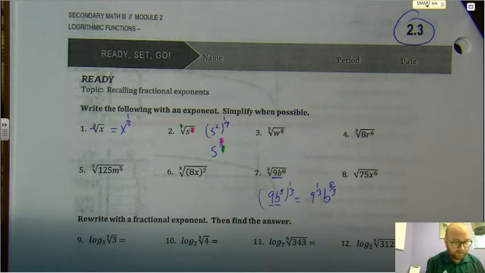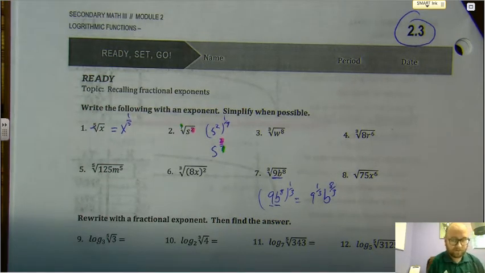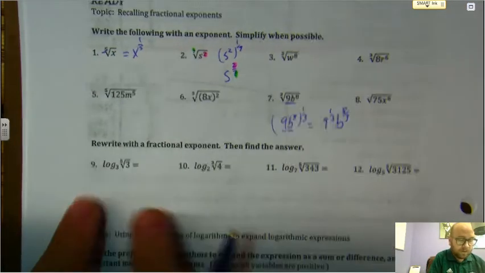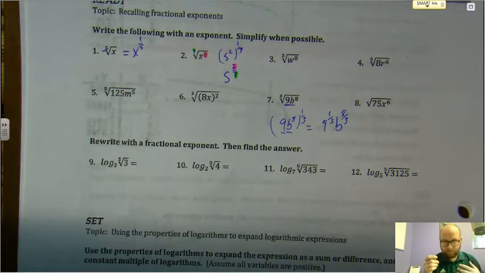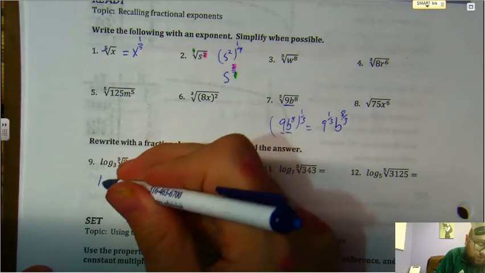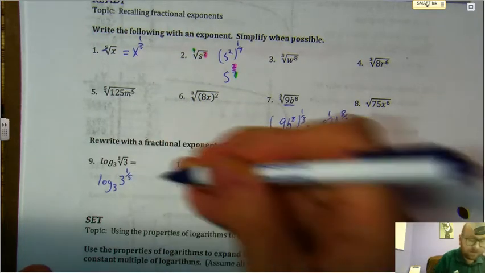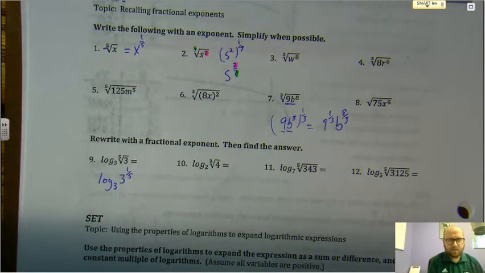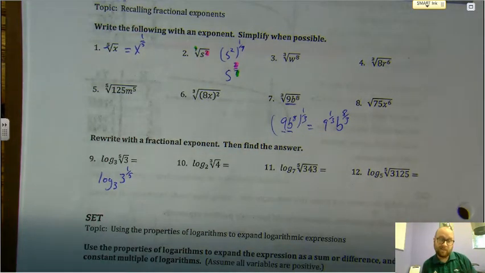Next what we're going to be doing is we're going to rewrite with a fractional exponent and then find the answer of these logarithms. So when I'm looking at this one here, log base 3 of the 5th root of 3, I can rewrite that with a fractional exponent, right? That's going to be log base 3 of 3 to the 1/5. And now it's one of those things where the base and what we're evaluating are the same.